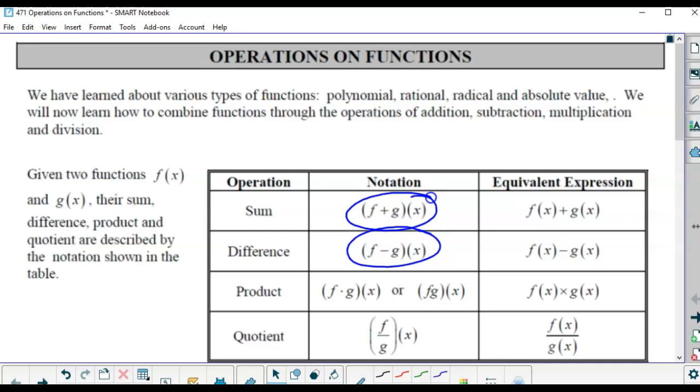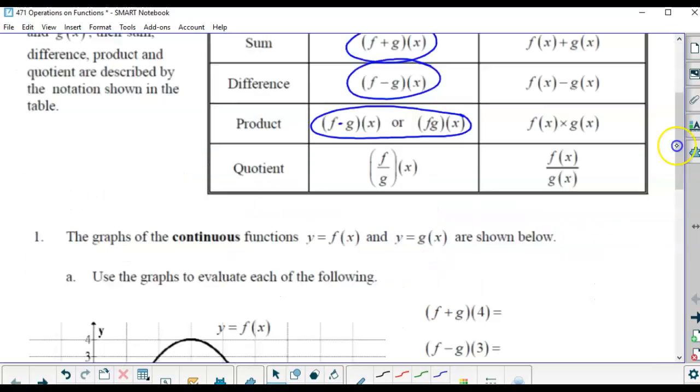So just be careful on this one. That means f of x times g of x. You will learn about composition of functions, where we'll have an open circle between the two functions. This is a dot, a multiplication dot, or nothing in between. And then division, f divided by g. Obviously, with division, we do need to be careful about non-permissible values, right?